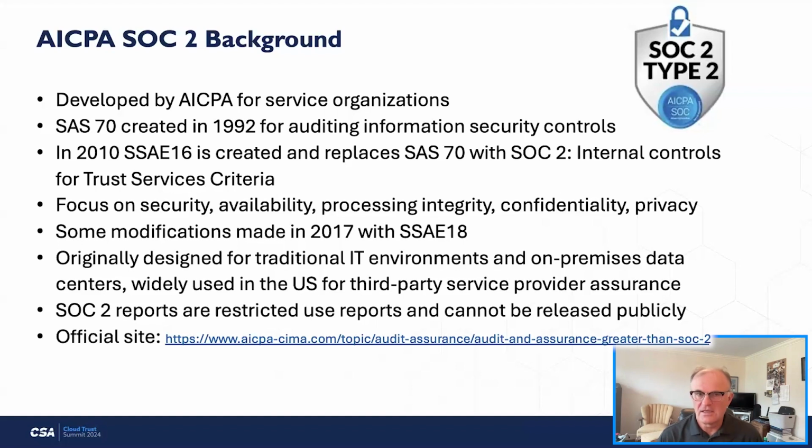And the internal controls for trust services criteria were articulated. And that's the next bullet. We're talking about security, availability, processing integrity, confidentiality, and privacy. So that's been, I think, very well accepted. There were some modifications in 2017, and so the current version of this is SSAE 18. And that was basically helping, as there were some ambiguities that were addressed there.